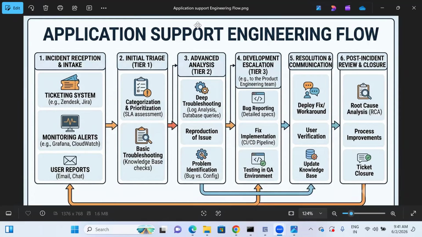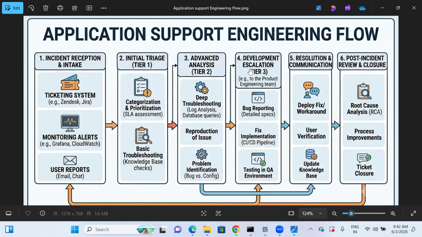Right. So this is about the application support engineering flow, because whenever we are working as an application support engineer, we must know about the different flow processes that we generally have, which are of six different phases. The first phase is called incident reception and intake. The second is initial triage. Third is advanced analysis, followed by development escalation and resolution communication, followed by post-incident review and closure.